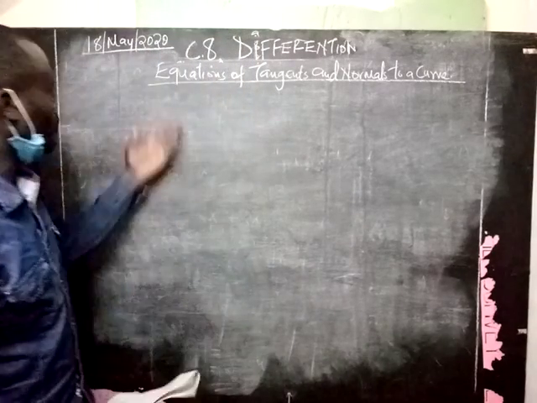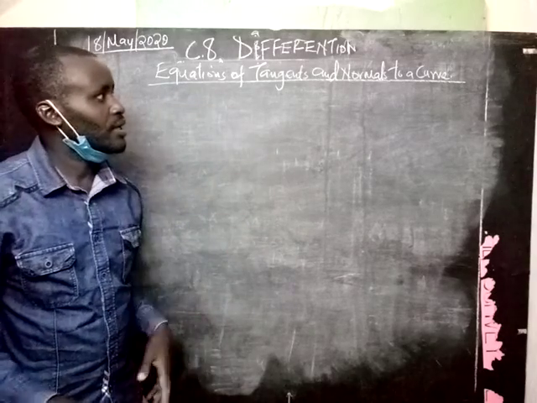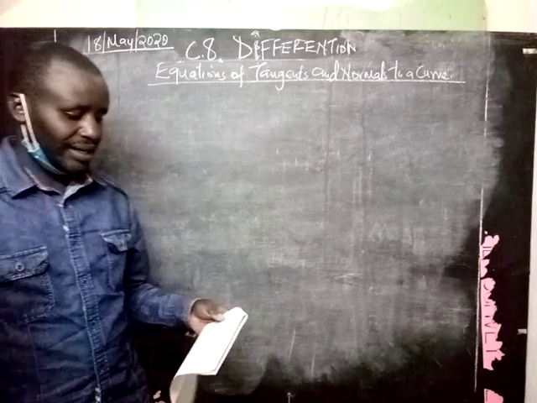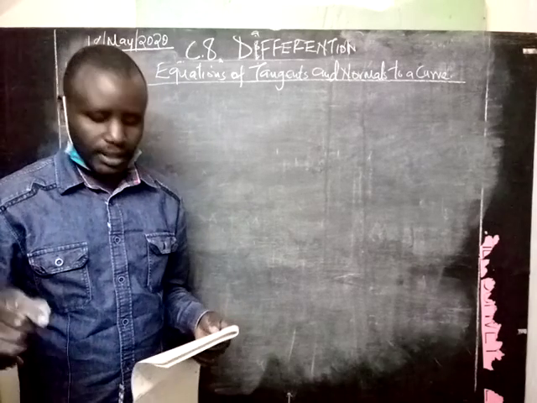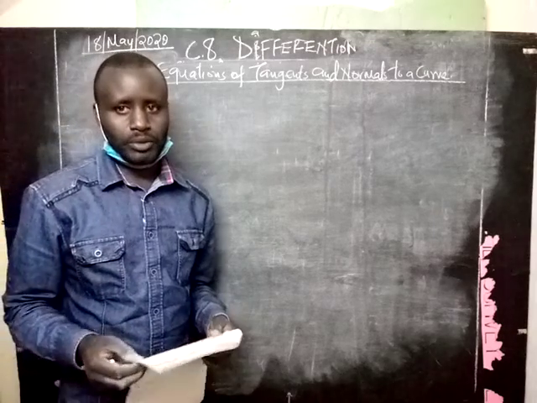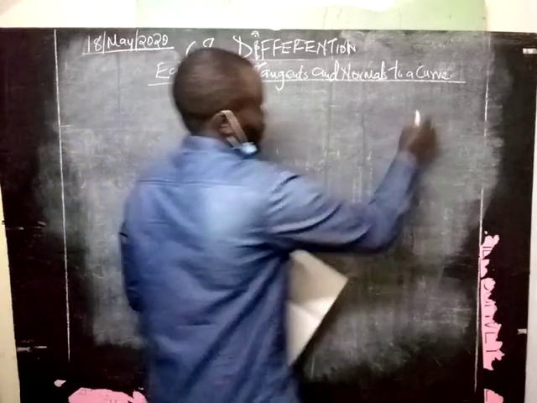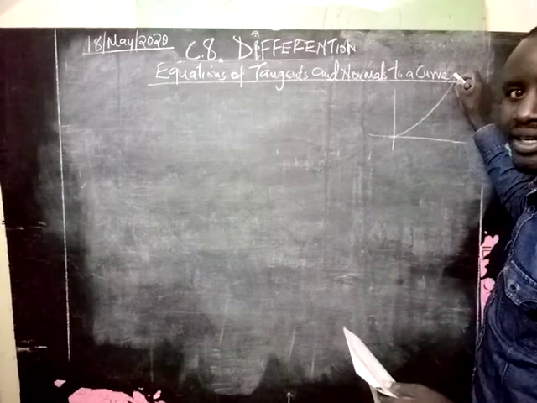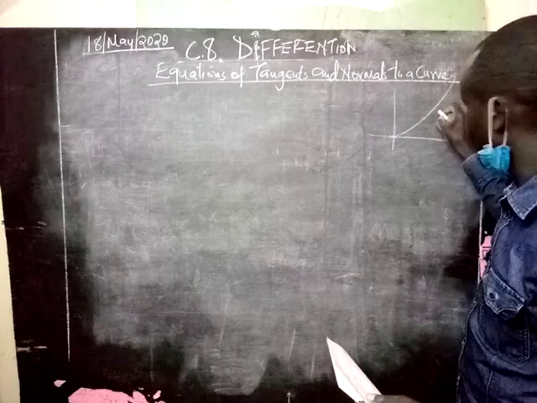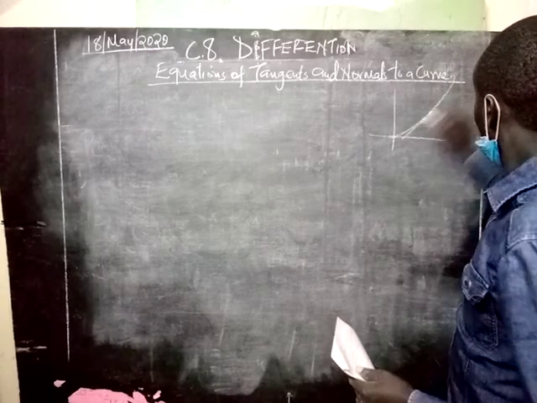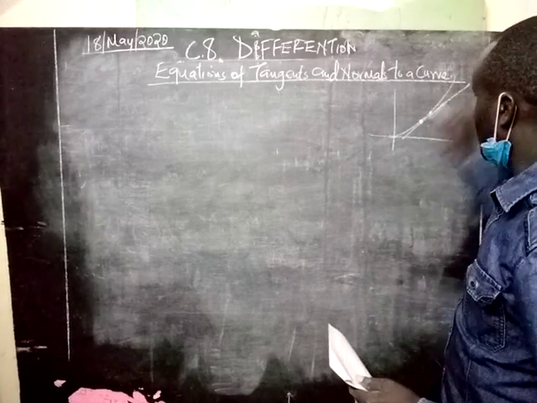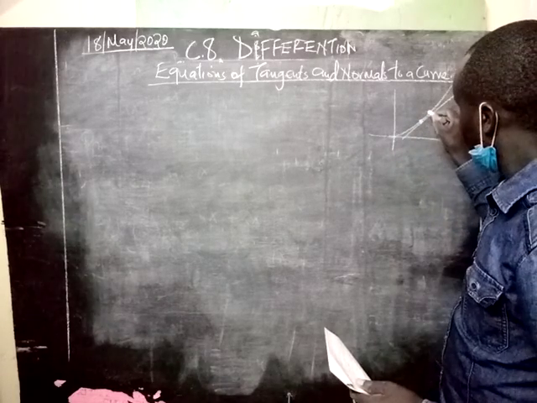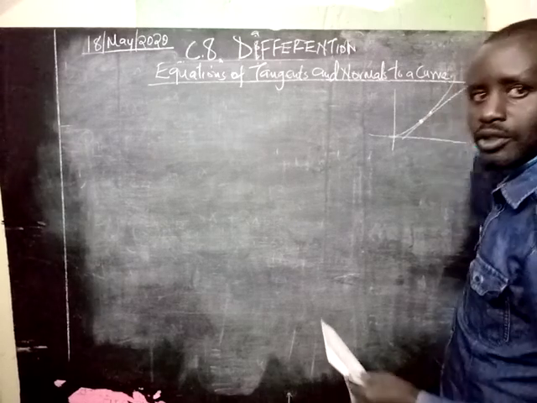So we are moving on to equations of tangents and normals to a curve. Remember that we say the gradient of a curve is the same as the gradient of the tangent to the curve at a point. The gradient of this curve is the same as the gradient of the tangent to the curve at this point.